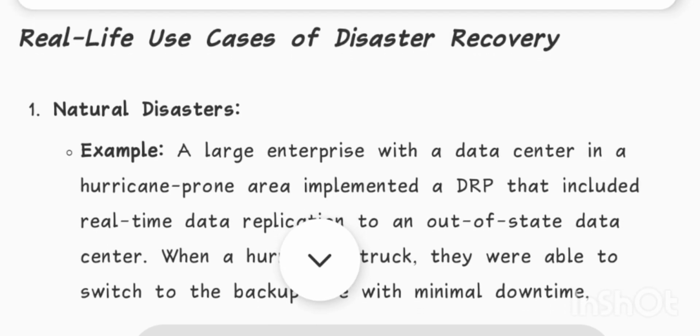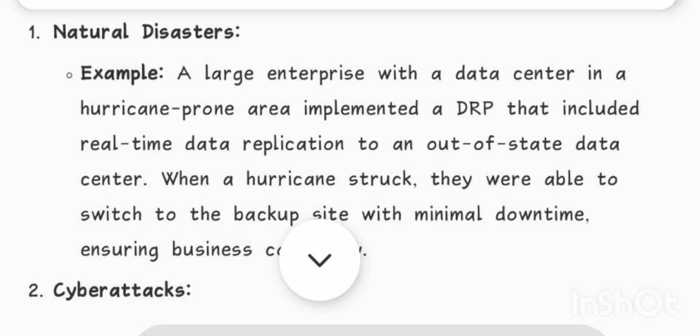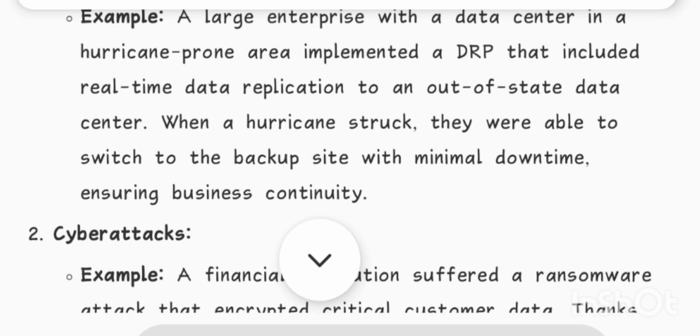Real-life use cases of disaster recovery. 1. Natural disasters. Example, a large enterprise with a data center in a hurricane-prone area implemented a DRP that included real-time data replication to an out-of-state data center. When a hurricane struck, they were able to switch to the backup site with minimal downtime, ensuring business continuity.